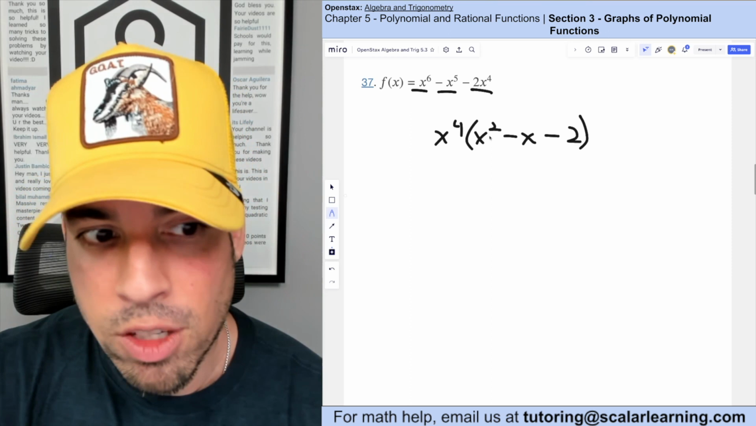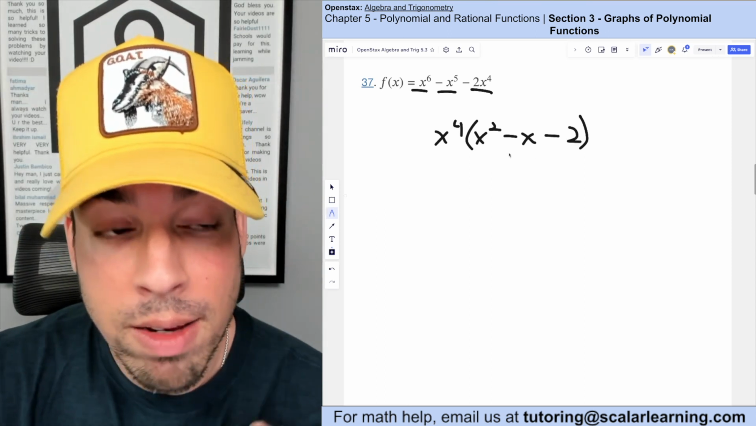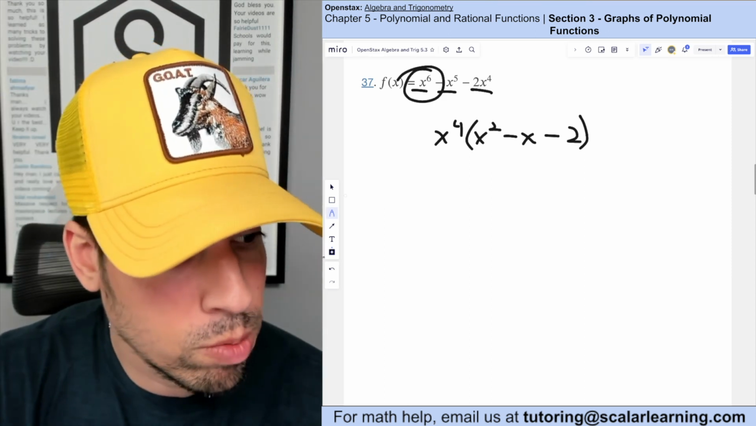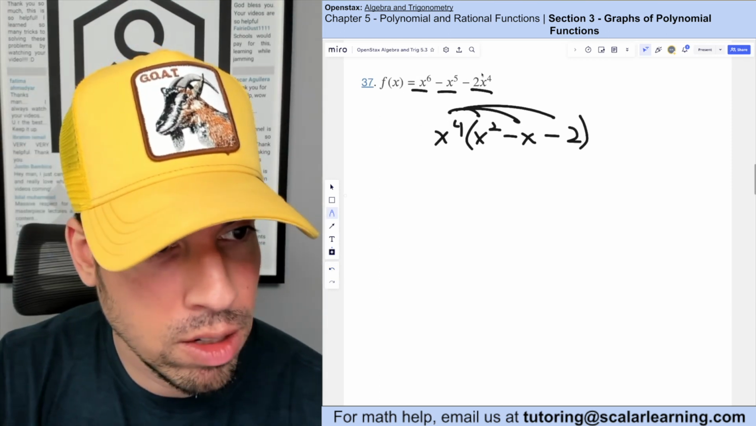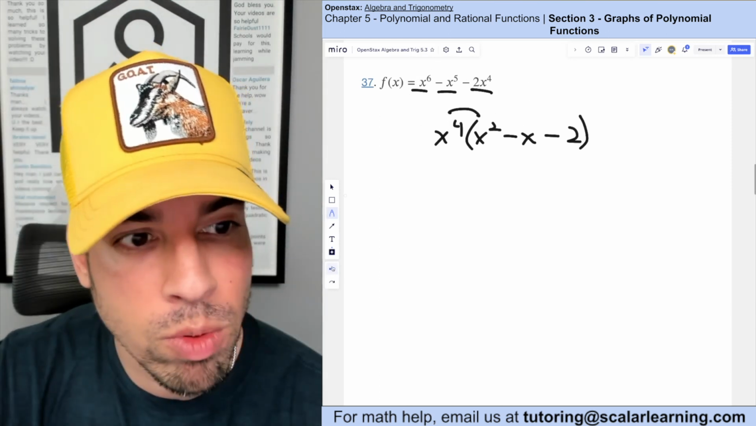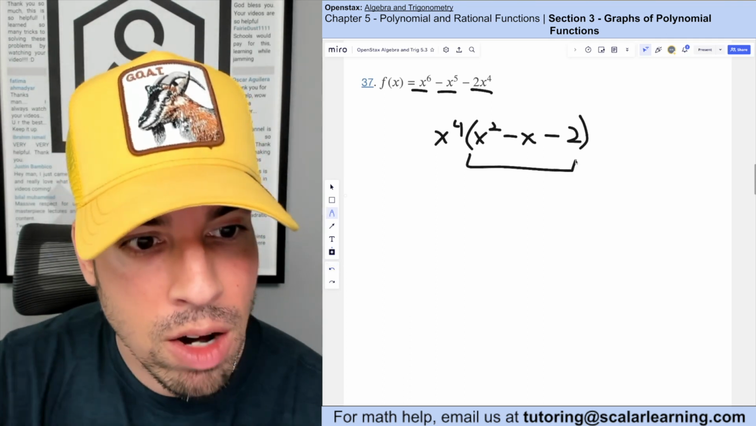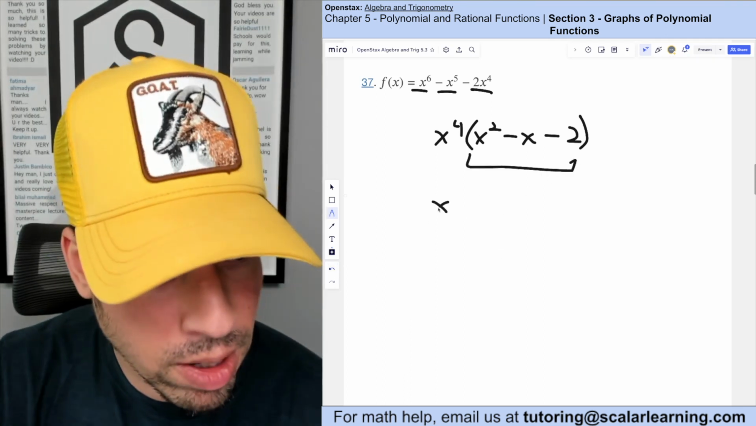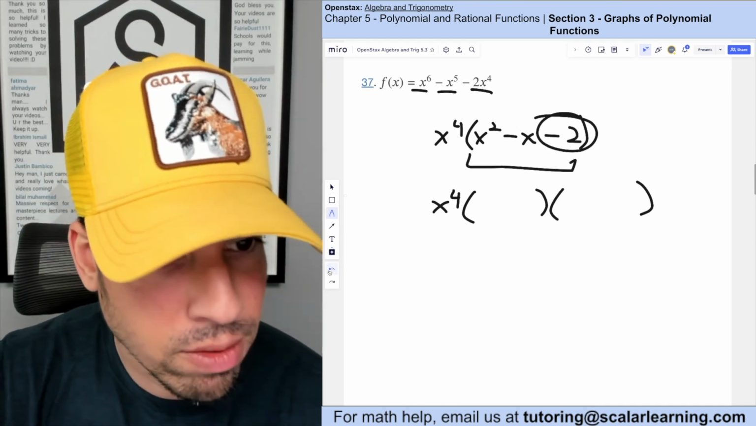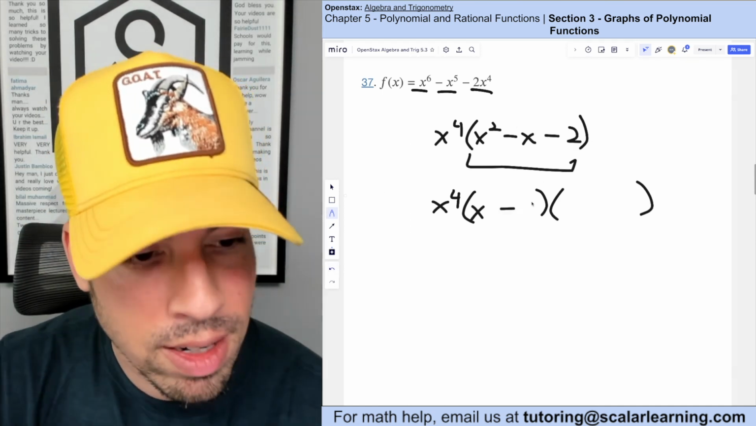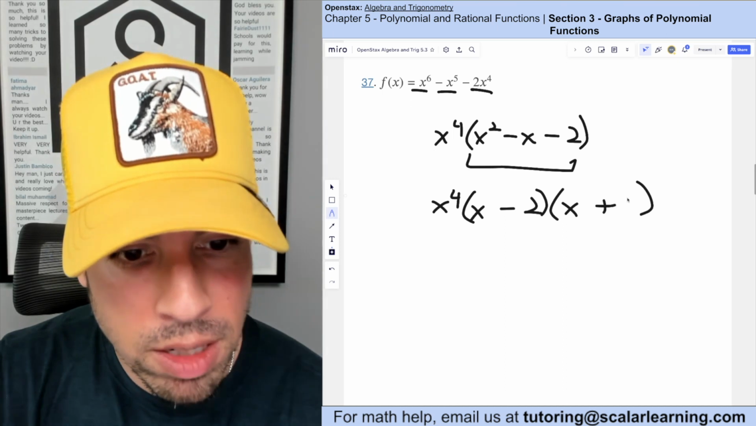And what's left is x squared minus x minus 2. Why? Because I divided each of these terms by x to the 4th. And if I redistribute it, you see we come back to the original trinomial. That's how we know we've done the factoring correctly. Now I've got this nice quadratic. I'm going to see if I can factor that. So what two numbers multiply to negative 2 and add to negative 1? That's going to be negative 2 and positive 1.